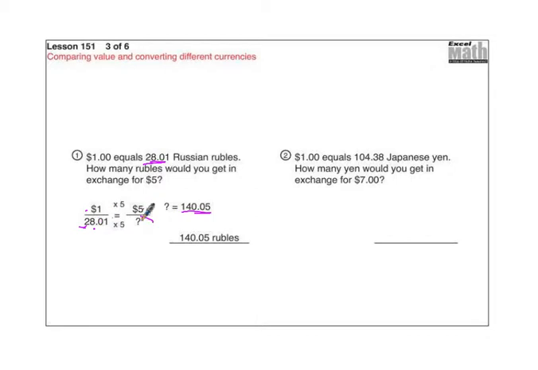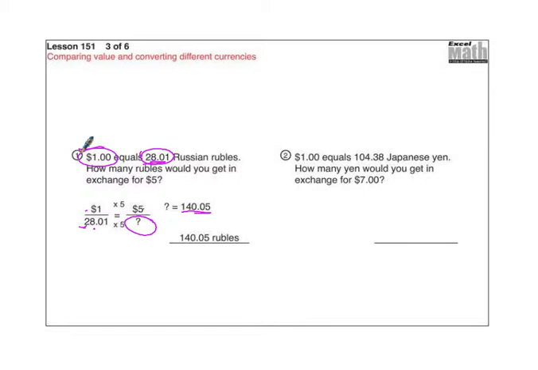Another way of looking at it is $1 gets you 28.01. So $5 gets you what? It's kind of like stuff for money. Here's your stuff. You get 28.01 for $1. So how much would you get for $5? Okay, just multiply times 5. Pause the video, try number 2, turn it back on when you're ready for the solution.